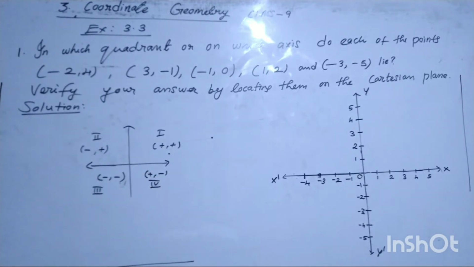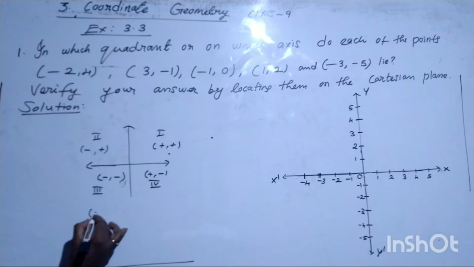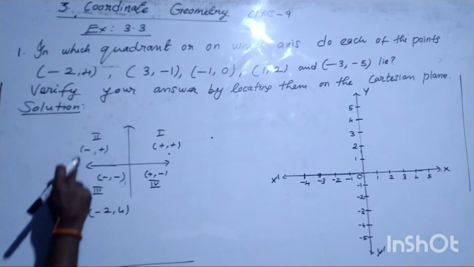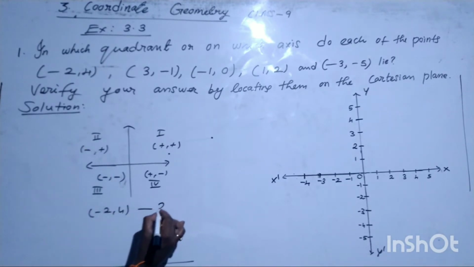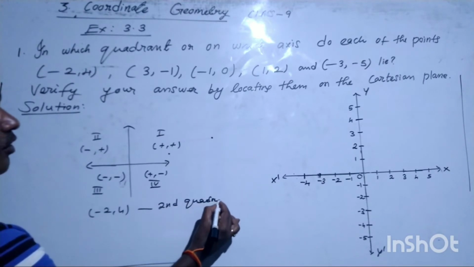Okay, so from here you can say that minus 2 comma 4 is negative comma positive. Negative comma positive is the second quadrant. It is in the second quadrant. The point is lying on the second quadrant.